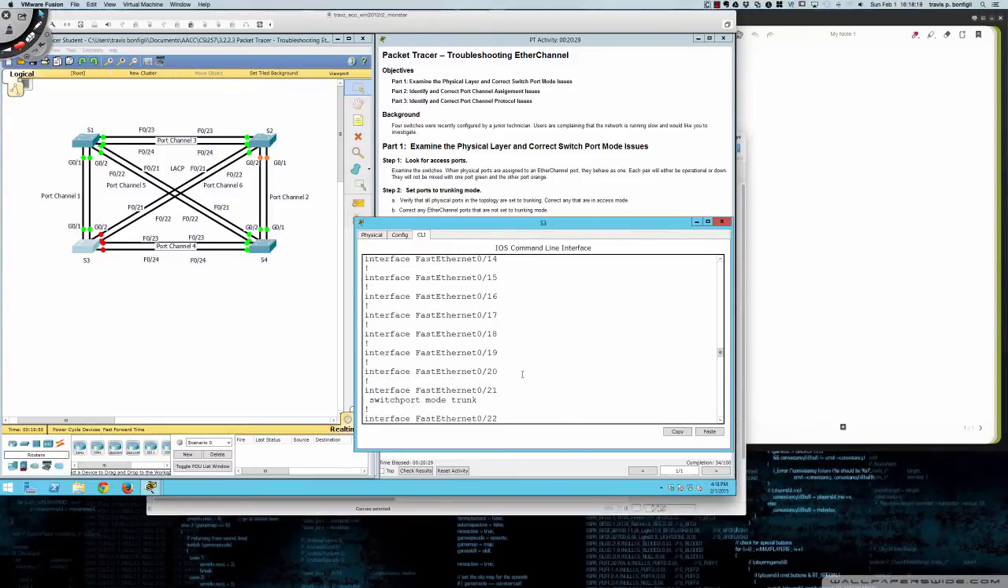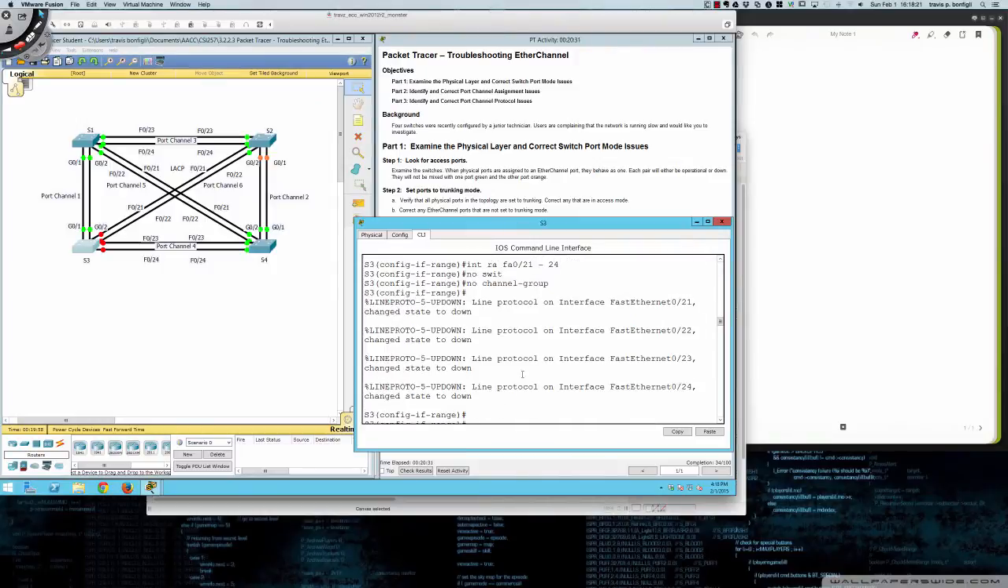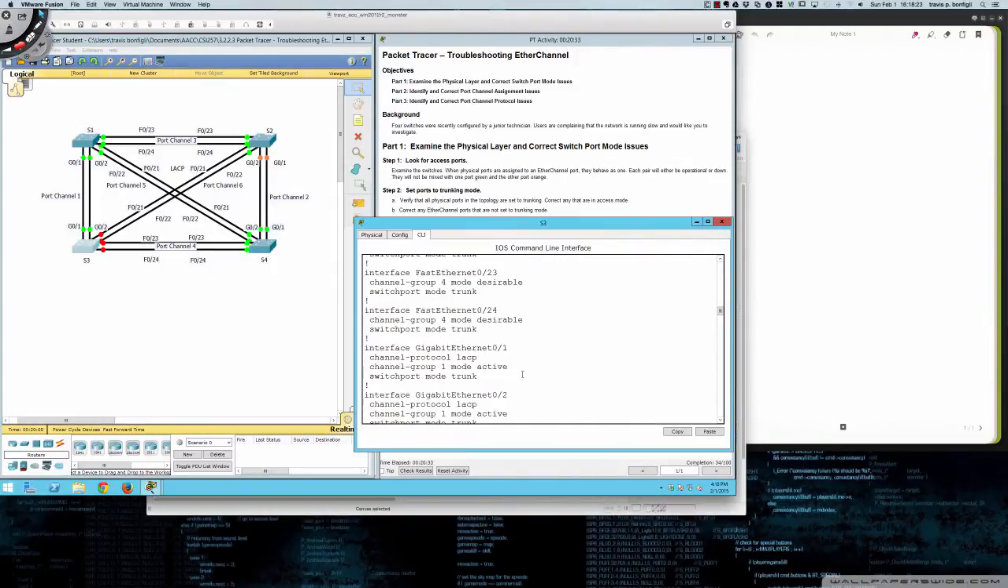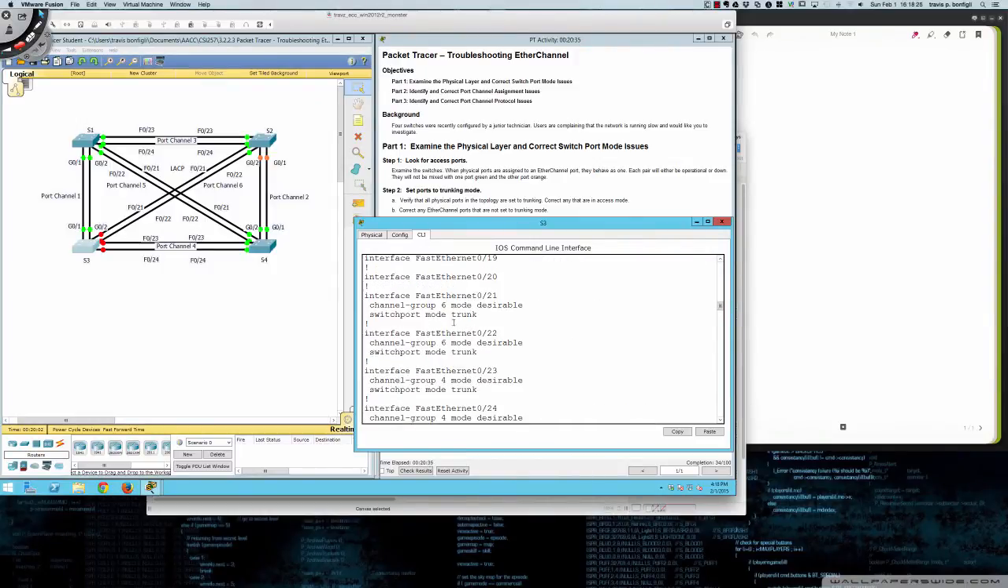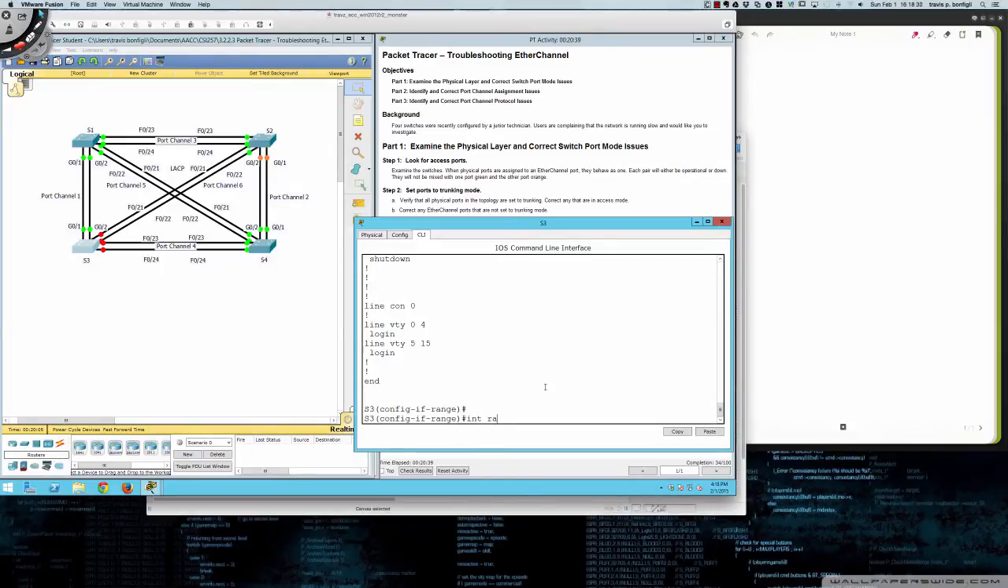So let me scroll up to my previous output here, where we saw 21 and 22. Those are going to be in channel group 6. So now we're going to say interface range FA0/21, because again, we can't do them all in the same EtherChannel group, 21 to 22, and we're going to say channel protocol. It doesn't look like it's keeping it there for us, but that's okay. Good habit to be in. So then channel group 6 mode active, right?